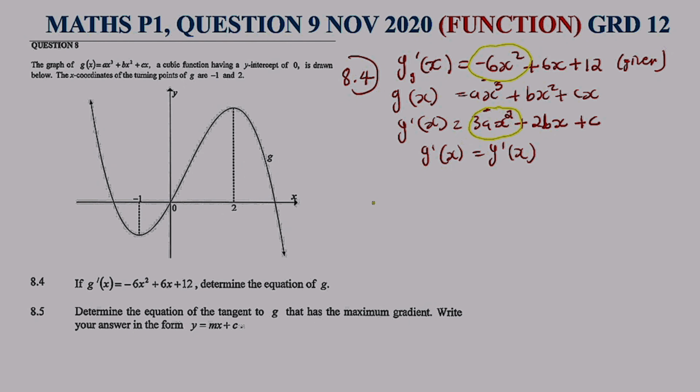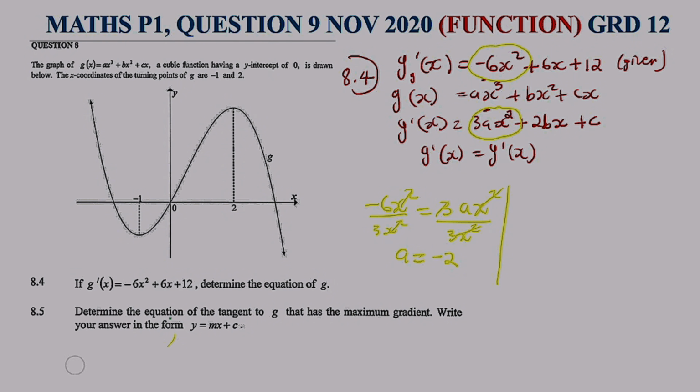So now it's going to be minus 6x squared equals 3ax squared. So we're looking for a. Divide both sides by 3x squared, all over 3x squared. The 3x squared will cancel out. A is going to be equal to negative 6 divided by 3, which is negative 2. Great stuff. Let's move on to the second term here.